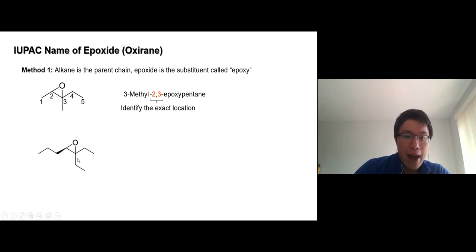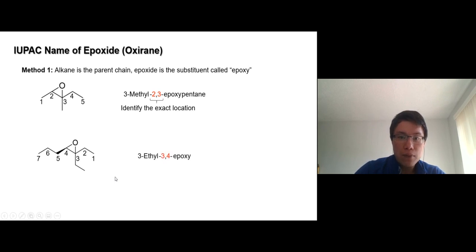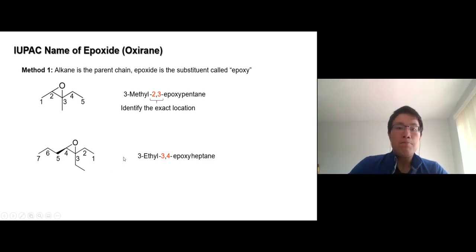This one, find the parent chain first. Let's say we go from the right side: 1, 2, 3, 4, 5, 6, 7. Is it heptane? Ethyl at position 3, the epoxy group at 3 and 4. Start with ethyl. We got 3-ethyl, 3,4-epoxy, and then heptane. That's the first one.